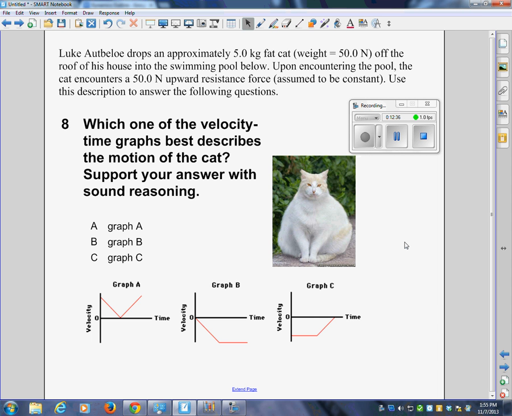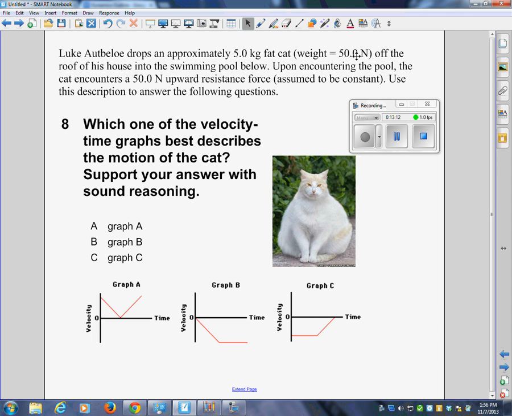All right, so the name here is, did anybody read it and figure it out? Look Out Below. Look Out Below drops an approximately 5 kilogram cat, which has an approximate weight of 50 newtons, off the roof of his house into the swimming pool below. Upon encountering the pool, the cat encounters a 50 newton upward resistance force, which is assumed to be constant. Use this description to answer the following questions.